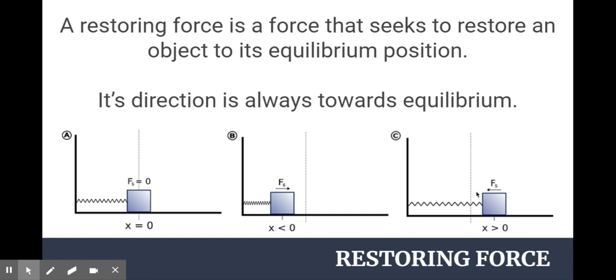The restoring force will always be in the direction towards equilibrium. So notice the difference between B and C. In this case, the restoring force is to the right, and in this case, the restoring force is to the left. All right. In part B, the displacement was negative. So the object was displaced to the left, and the restoring force was in the opposite direction to the right. In C, the displacement was positive. The displacement was to the right, and the restoring force was in the opposite direction, back towards equilibrium, going to the left. That's important to note and to look for.